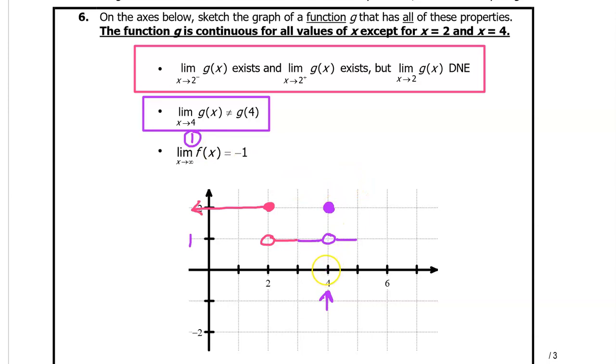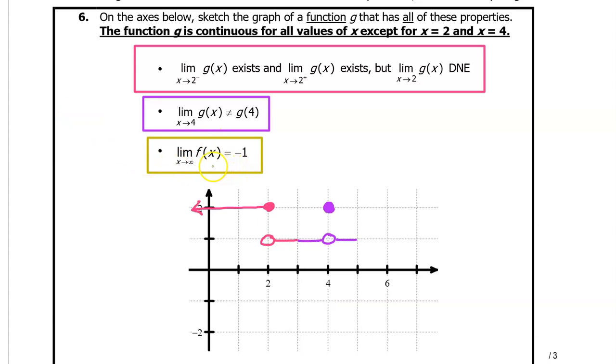Meanwhile, what is the value of g at 4, which is what this part of the expression represents? Well, g at 4 is 2 because the value of the function is given by this closed circle, which is at a height of 2. So I'm going to put a 2 under here to remind you that the value of g at 4 is 2. We were supposed to draw the picture so that the limit as x approaches 4 does not equal the value of the function at 4. And we have accomplished that because 1 does not equal 2.